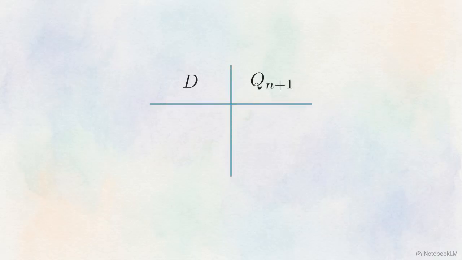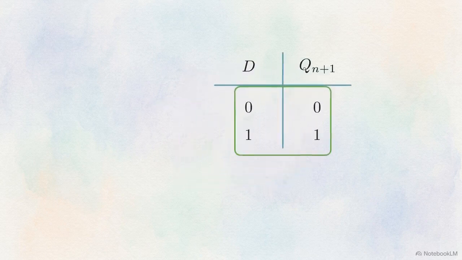This truth table shows how clean the logic becomes. Whatever value is present at the D input simply becomes the next state on the active clock edge. If D is 0, Qn+1 is 0. If D is 1, Qn+1 is 1. You'll also hear this called a delay flip-flop.